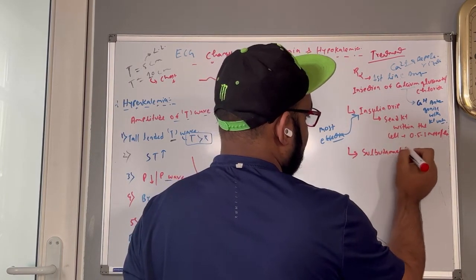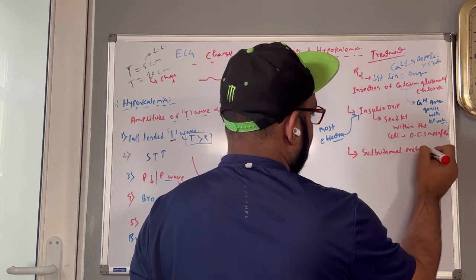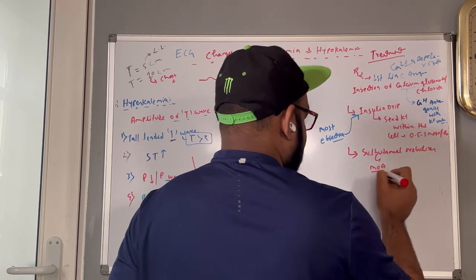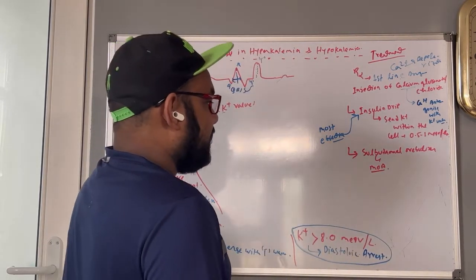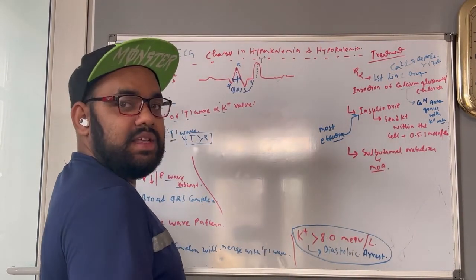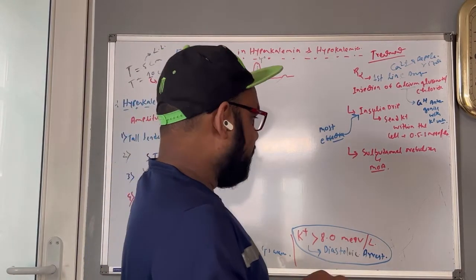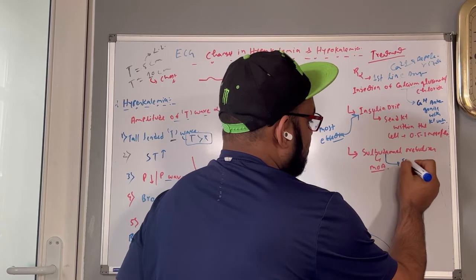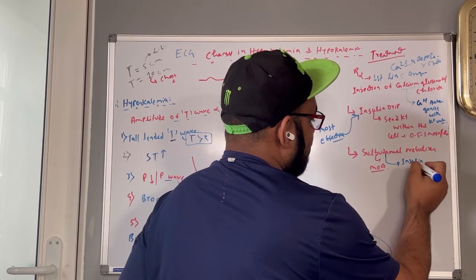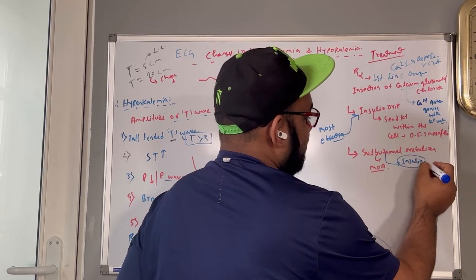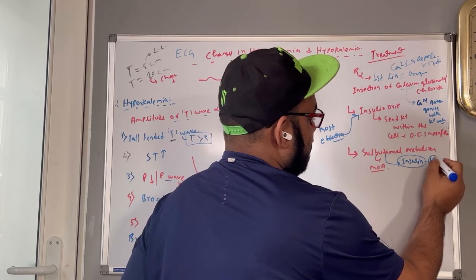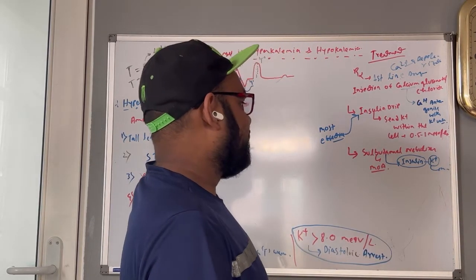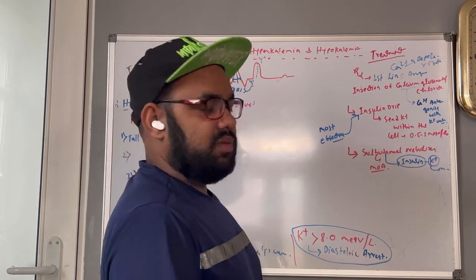Salbutamol nebulizer. What is the mechanism of action? The mechanism of action for this drug, salbutamol, is that it can potentiate or activate the insulin. Whenever salbutamol activates the insulin, this insulin will send the extra potassium from the blood into the cell. Rather, you can say it's one of the side effects that can cause hypoglycemia.